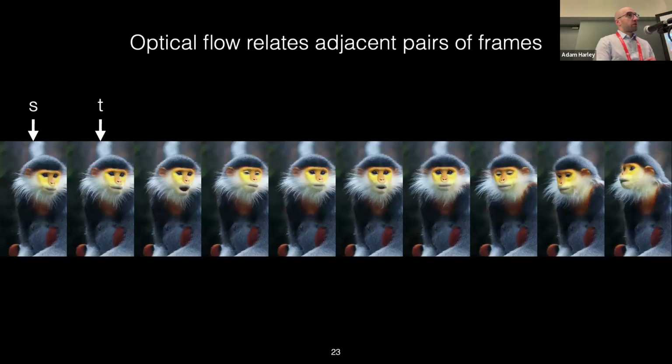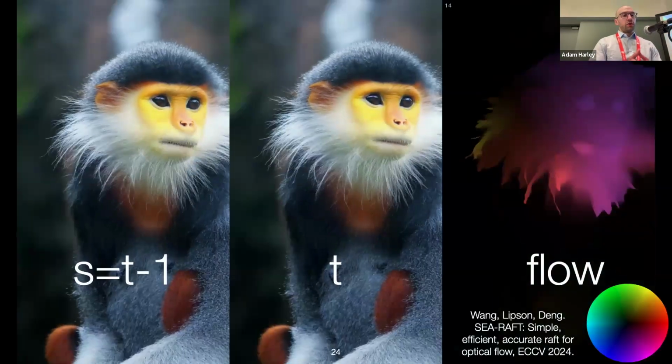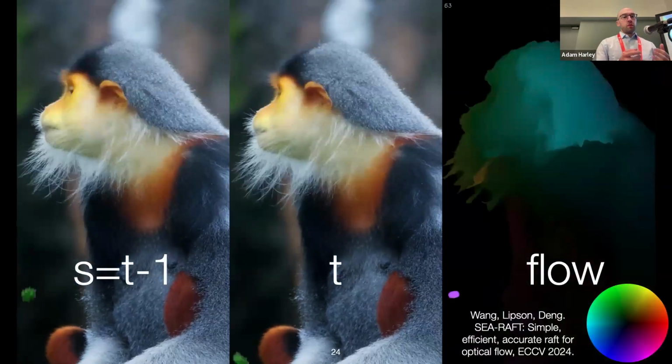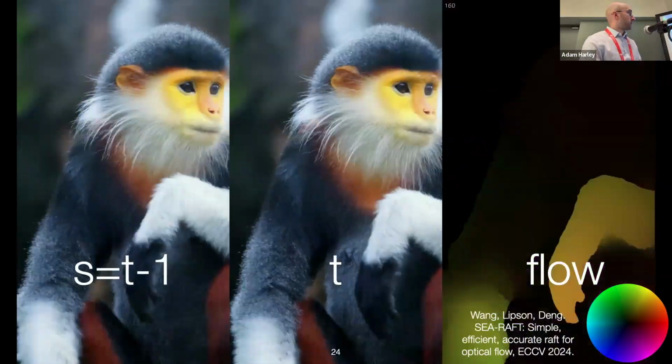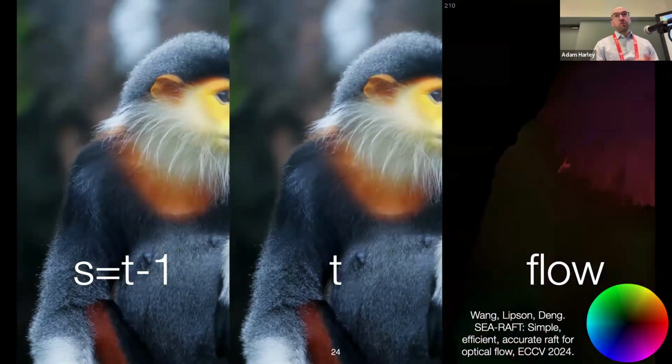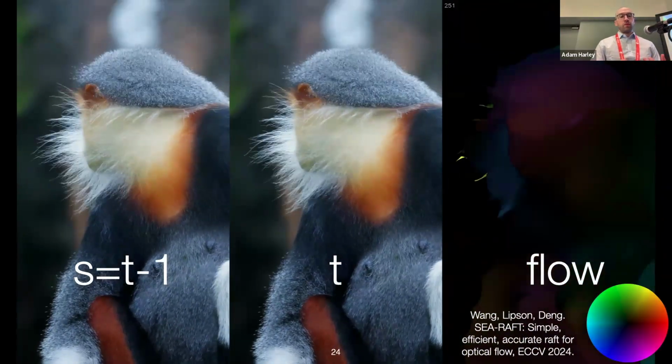So optical flow is going to start with frames 0 and 1, treating frame 0 as the source and frame 1 as the target. And it's going to estimate flow for that pair of frames. And then it's going to move on to the next pair, and the next pair, and so on. So you do that for all pairs with today's best optical flow algorithm, and you get something like this. So the colors here indicate the magnitude and direction of the motion.